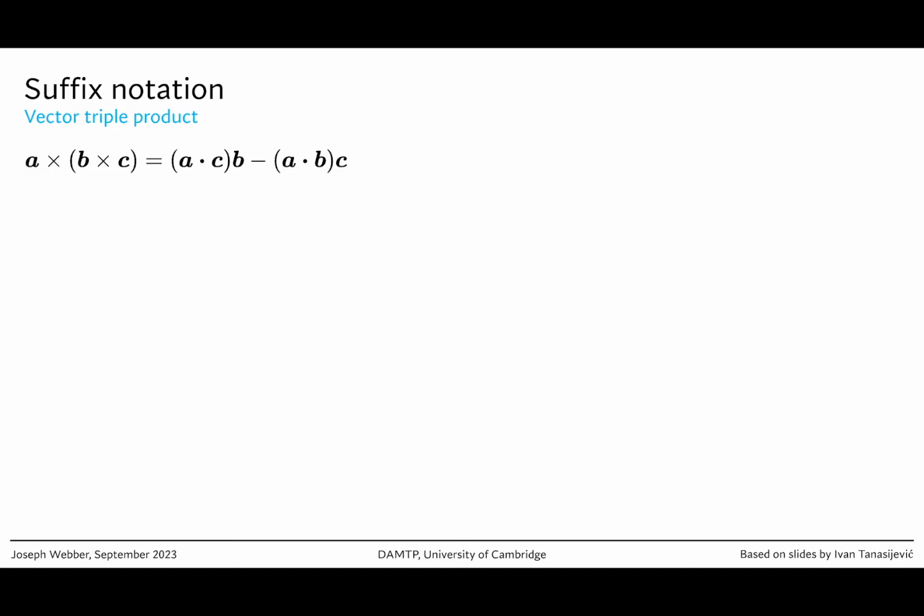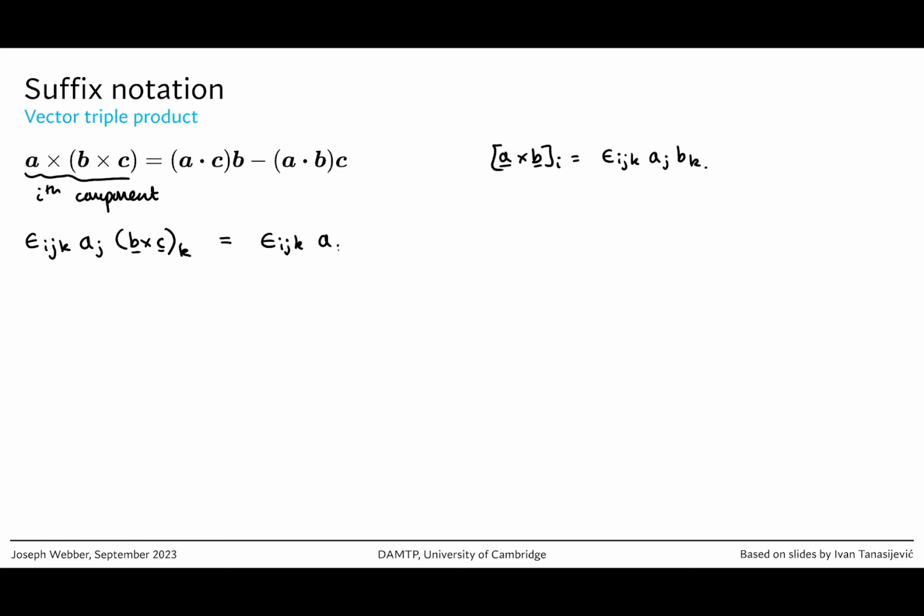You might have seen this before in a linear algebra course, but let's start by considering the ith component of this. And recall that the ith component of A cross B is equal to epsilon ijk aj bk. So the ith component of this is going to be epsilon ijk aj, b cross c k. And then we apply the same identity again to get epsilon ijk aj epsilon kpq bp cq. Okay, let's bring these alternating symbols together, and we get epsilon ijk, epsilon kpq, aj, bp, cq.